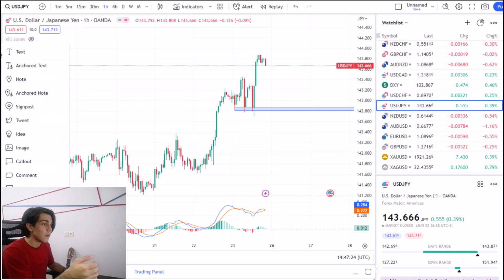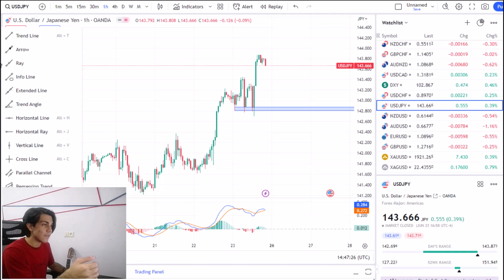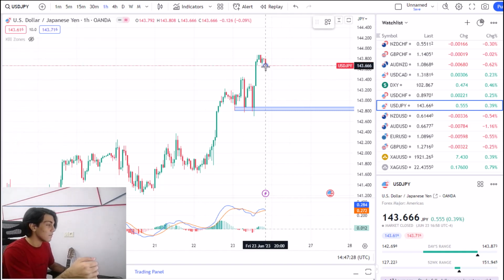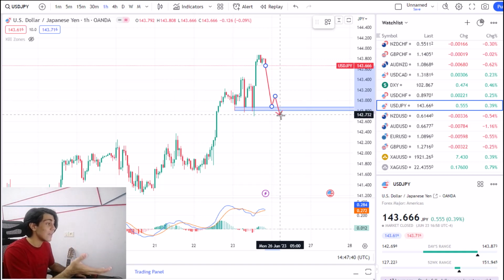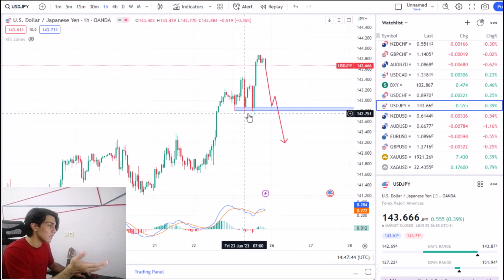But what I am sure is that currently the price has no support below it. It might come down here, form a small pullback, and then keep going to the downside just in order to take all of this liquidity.